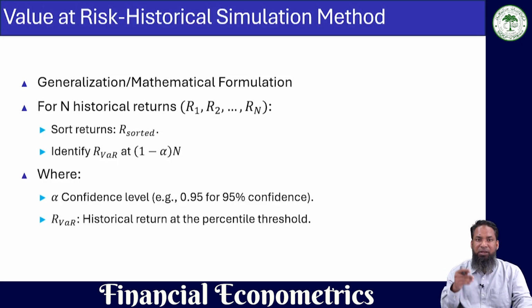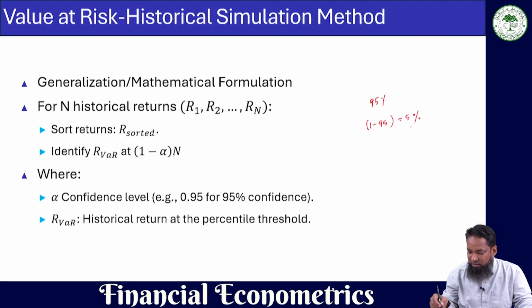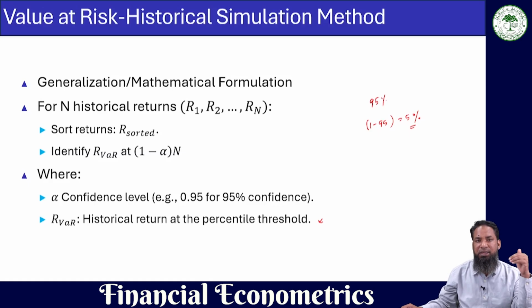Then we identify the value at risk at 1 minus alpha to the power multiplied by n here. So, here alpha is the confidence level interval. So, it will be 1 minus n. For example, if we have 95%, then 1 minus 95 is the 5 percentile. Then we calculate the historical return at the percentile threshold and multiply it with the portfolio value, and that will be the exact value at risk using the historical simulation method.